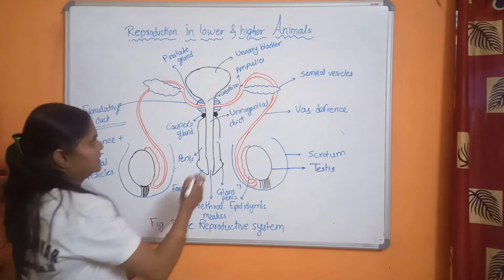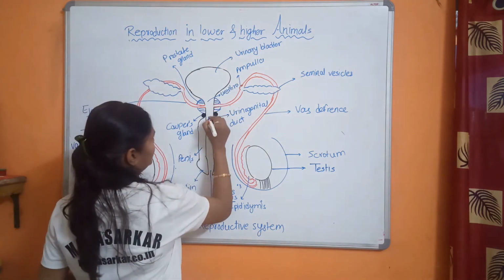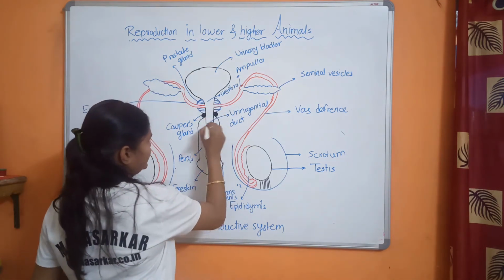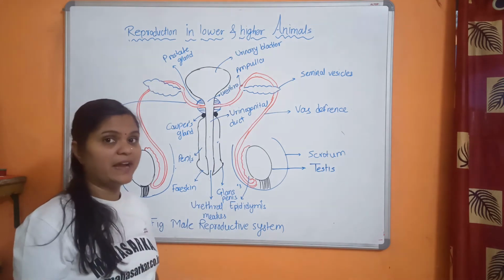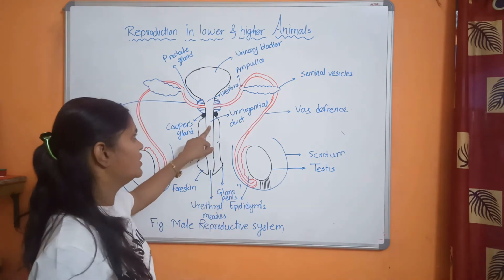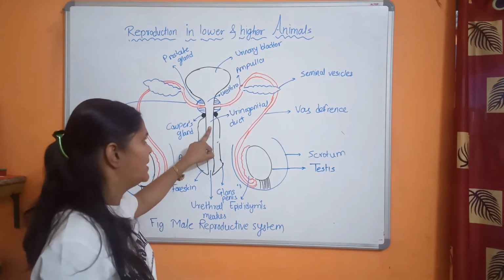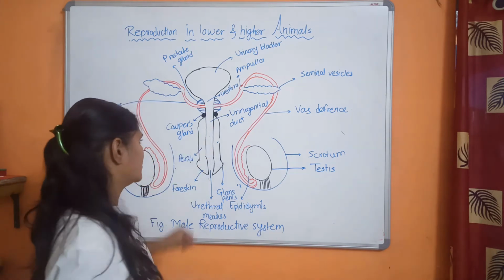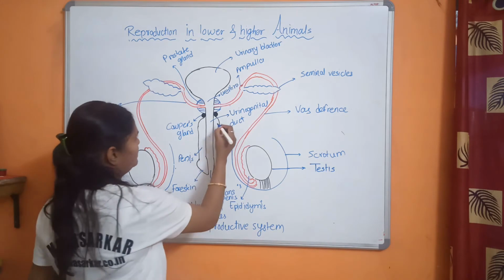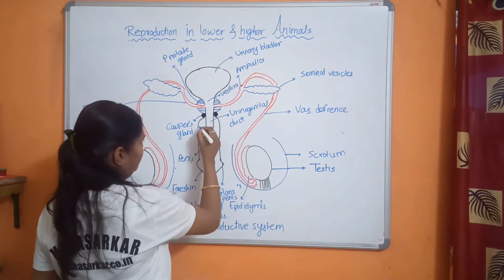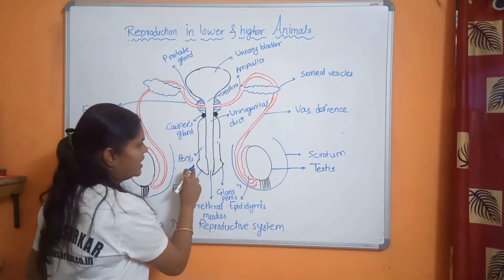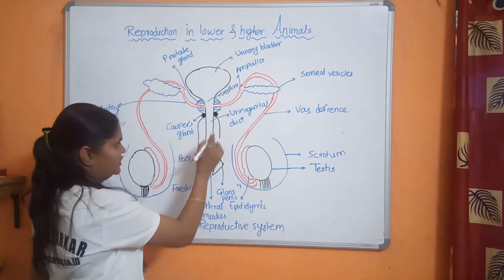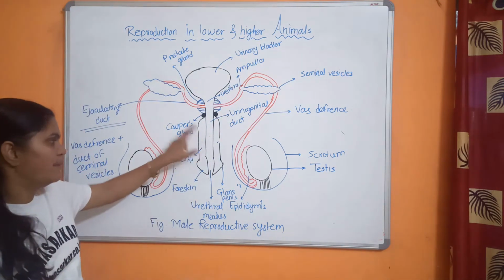Now this urethra part is called the urinogenital duct. Why is it called the urinogenital duct? Because it carries urine as well as sperm cells. And after Cowper's gland, the external genitalia starts. That part is called the penis.